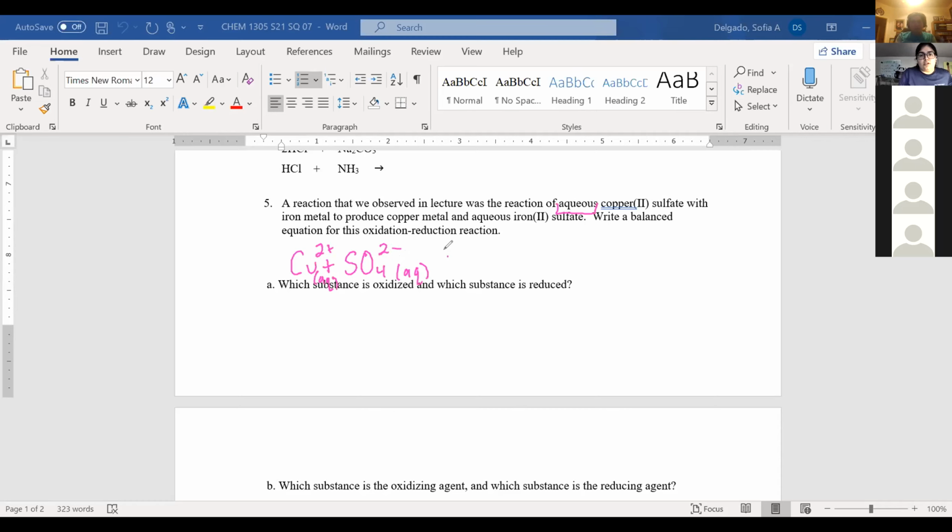Okay, and then we're also reacting with iron, which is a solid, right? And it doesn't have a charge. Yields copper metal, right? Also a solid. Plus, what should I add here?